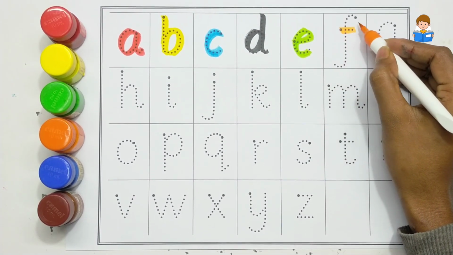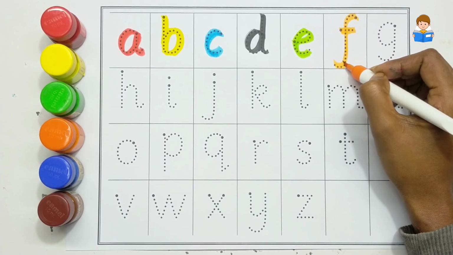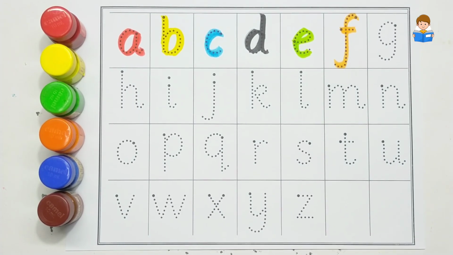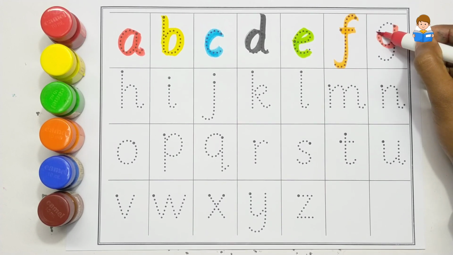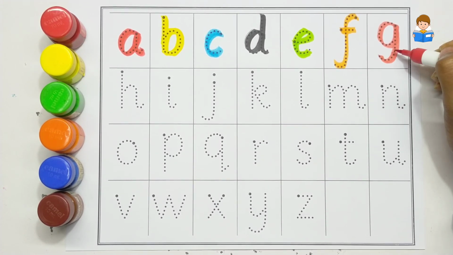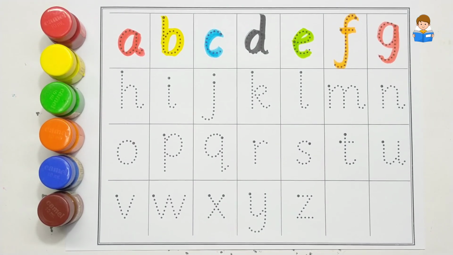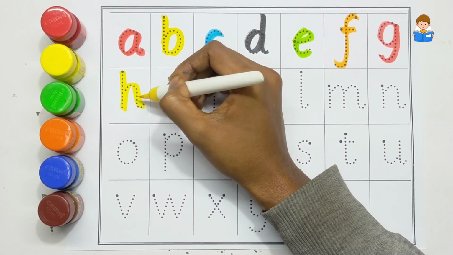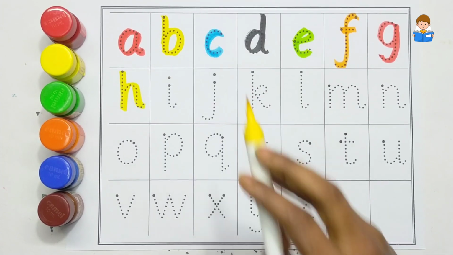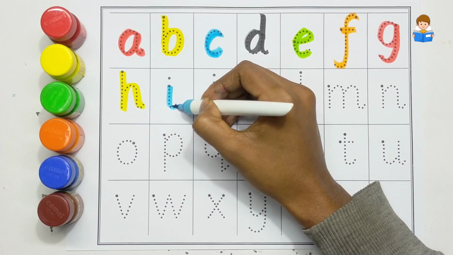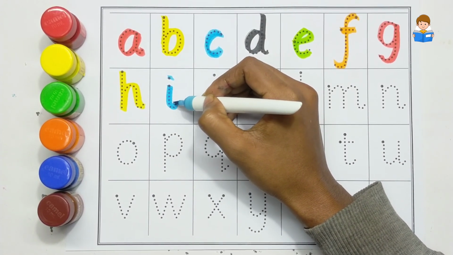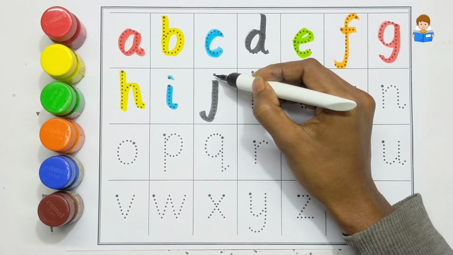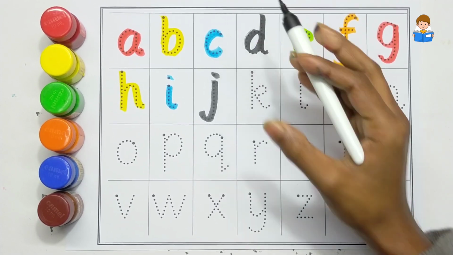F for frog. G for grapes. H for hand. I for eyes. J for juice.